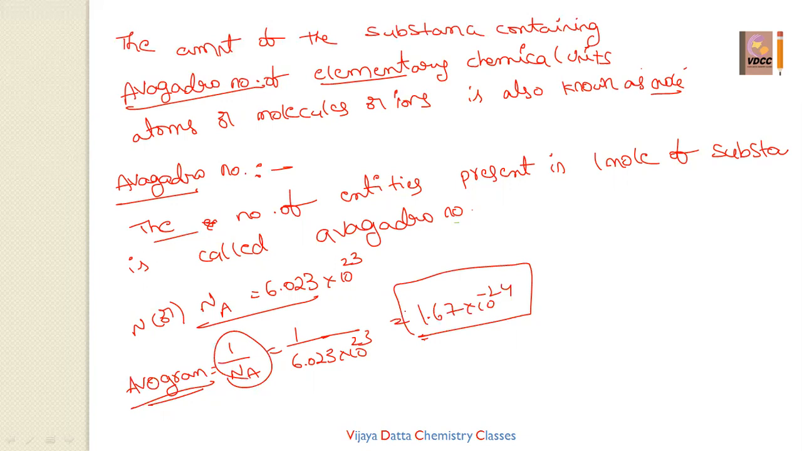Okay, see, 1 mole is nothing but: 16 grams of oxygen having how many number of atoms, that is called mole. 14 grams of nitrogen having how many number of atoms, that is 1 mole. 12 grams of carbon 12 having how many number of atoms, that is called 1 mole. So there we are taking those as the reference elements.